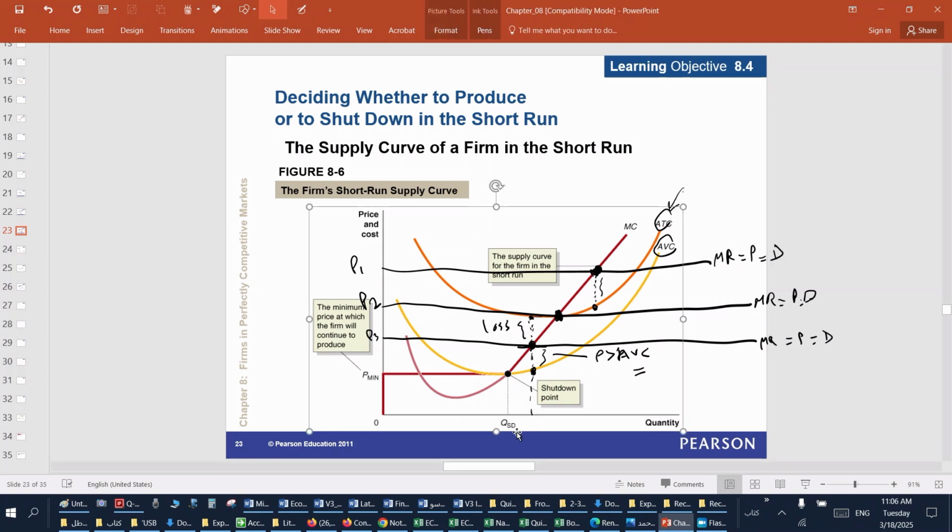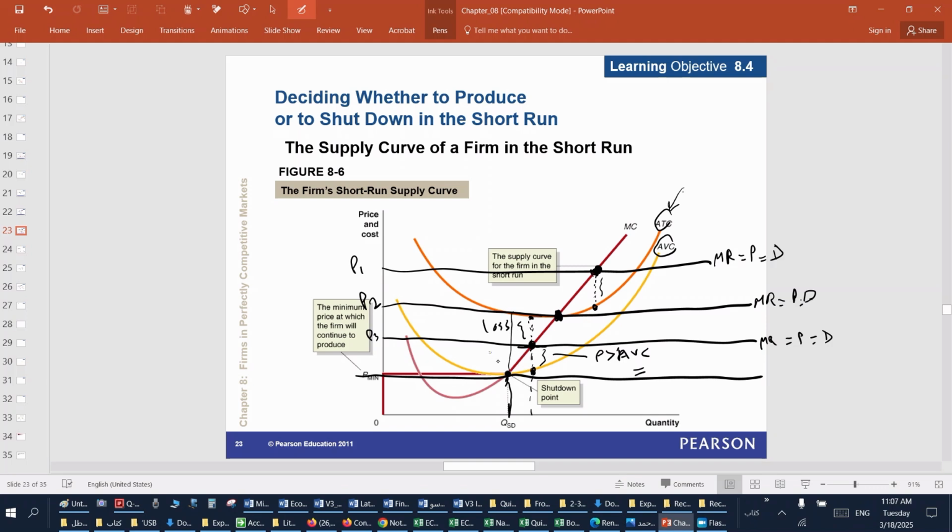But the fourth, if we go to the fourth assumption, when the price is touching the minimum of the average variable cost, the company can still be in the market. But see how much loss it is making. So all this will become loss. So at this level, the company can still be in the business because the price at minimum is still covering the variable costs.